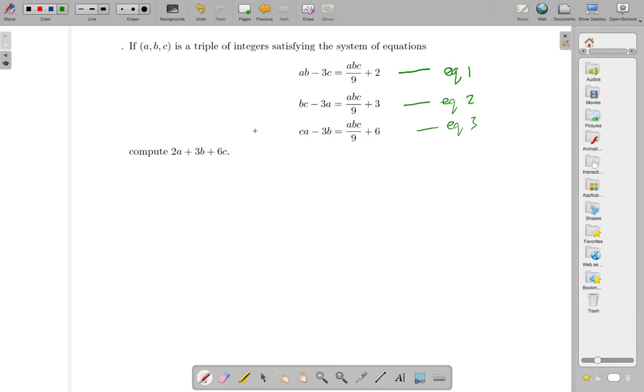Okay, what am I trying to teach you here? Let me tell you this. In these kinds of problems, since there is a symmetry, you have AB, BC, CA, 3C, 3A, 3B, and you have ABC, ABC. So there is a symmetry. This problem has symmetry.